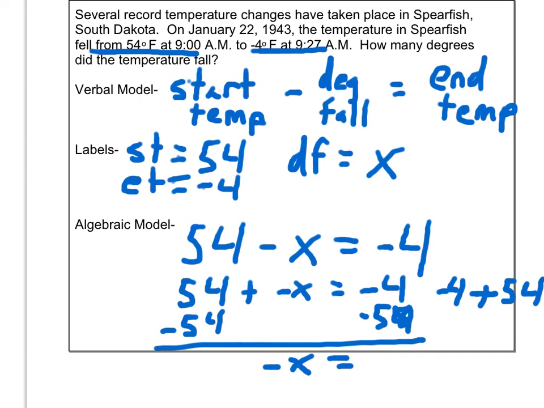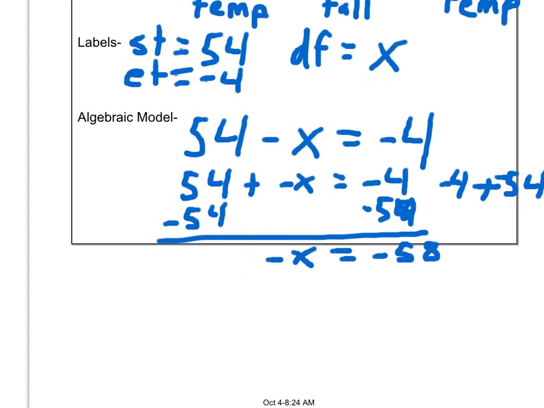Remember, that means plus negative. Same thing. So negative 4 plus negative 54 is negative 58. So I got the opposite of x equals negative 58. Well, we want to know what x is, because we're trying to figure out the degrees fallen up here, the x. So if the opposite of x is negative 58, that means that x has to be 58.